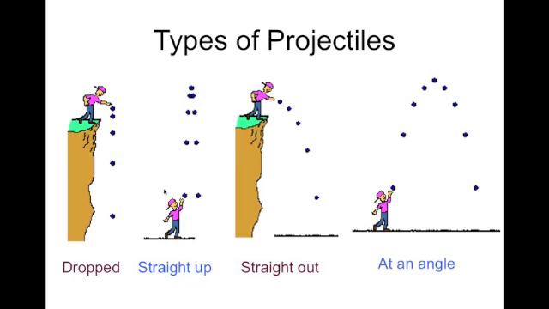Hello, ladies and gentlemen. We're going to continue our study of projectiles. And as you see on the screen, there are four different kinds of projectiles: projectiles that are dropped, projectiles that are launched straight up and come straight back down, projectiles that are launched straight out and fall, or projectiles that are launched at an angle and move upward and outward at the same time.